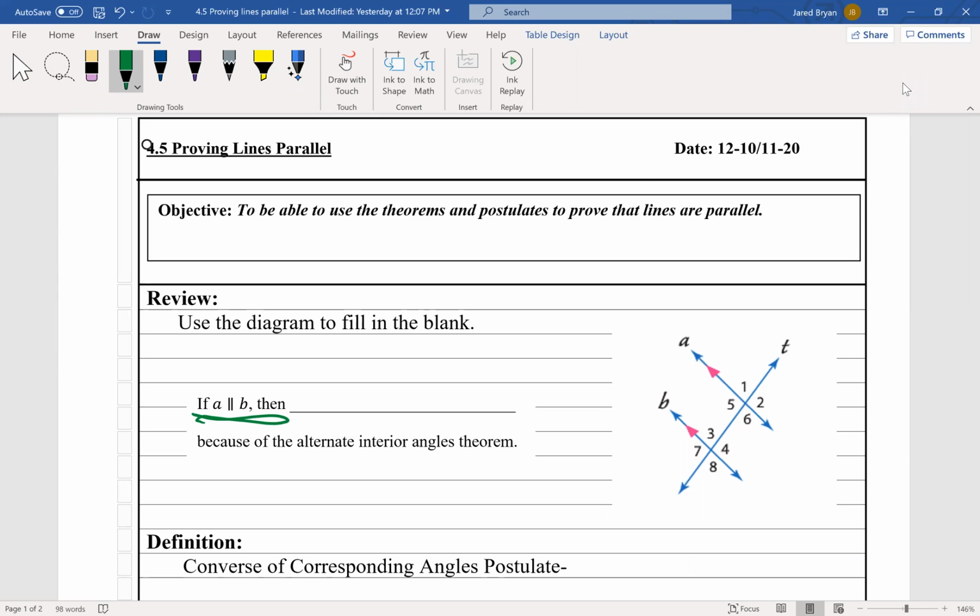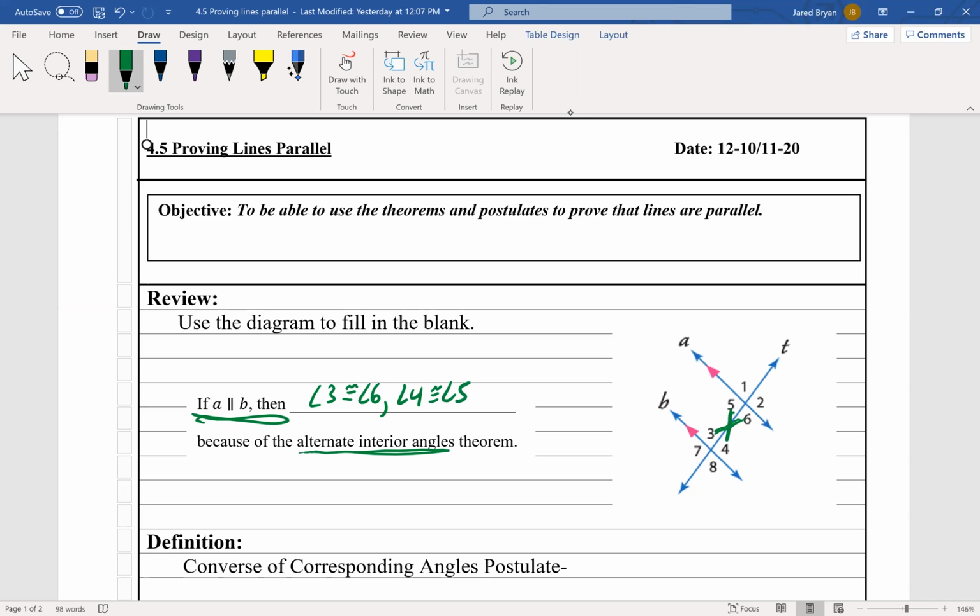Okay, and if this is the case, if I'm looking at the alternate interior angles theorem, what would be true? Well, I can look for alternate interior angles. I can see angles 3 and 6. And remember, the theorem tells us if they're alternate interior angles, then they are congruent. So then I can say, then angle 3 is congruent to angle 6. Okay, and then what else is true? What else can I say? I can also say here that angle 4 is congruent to angle 5, because those are also alternate interior angles.